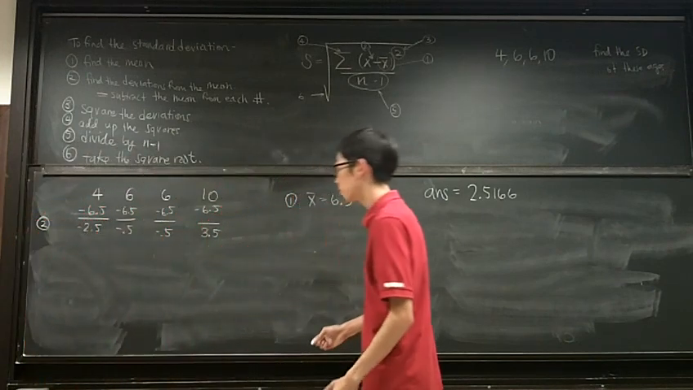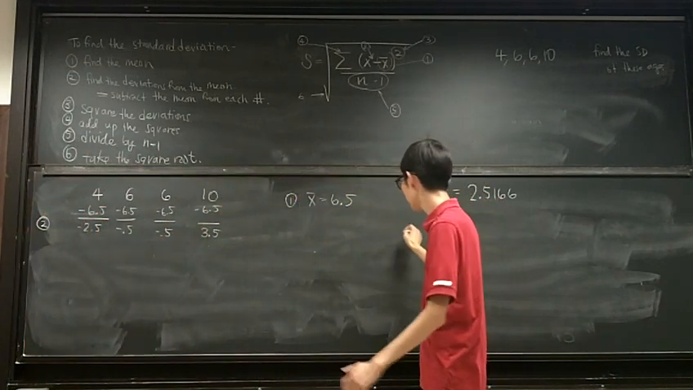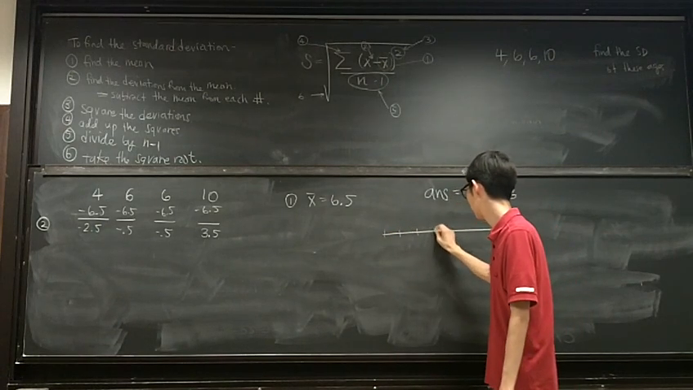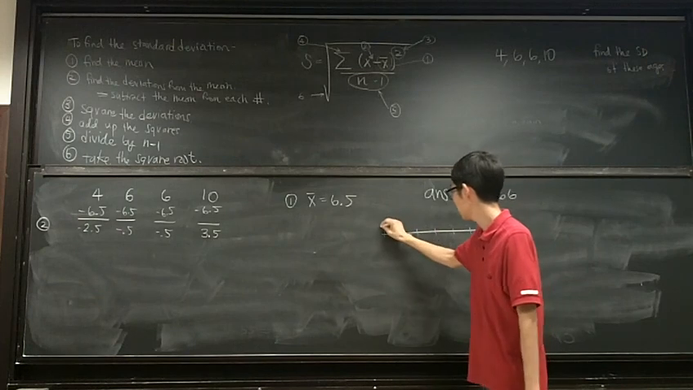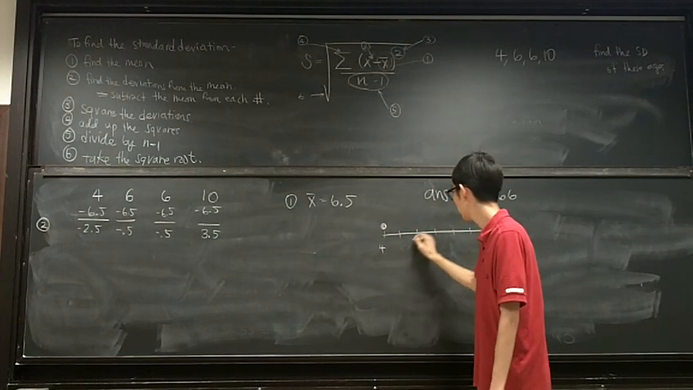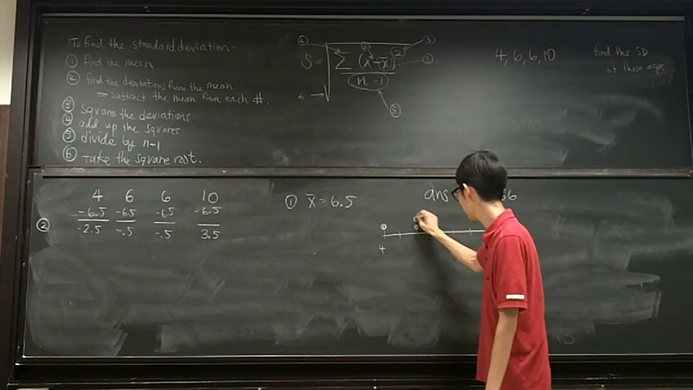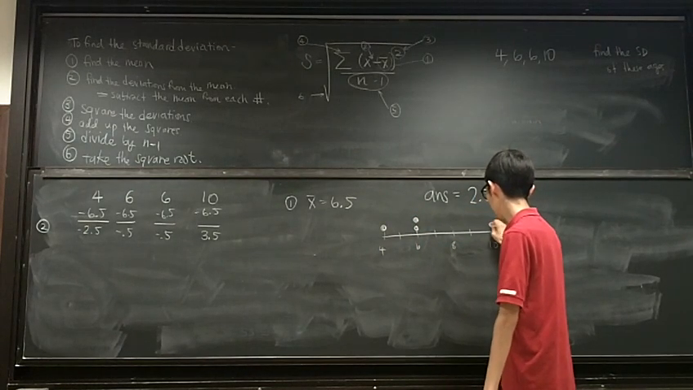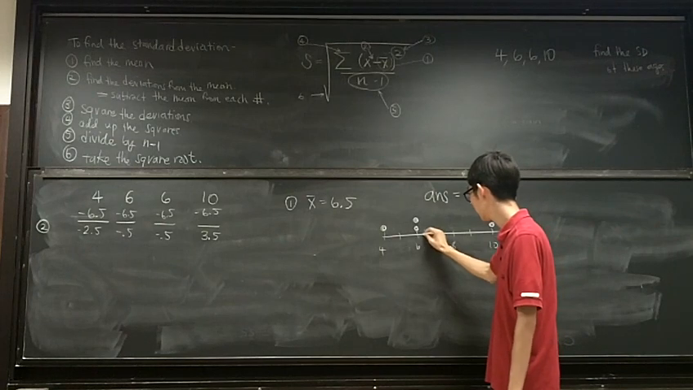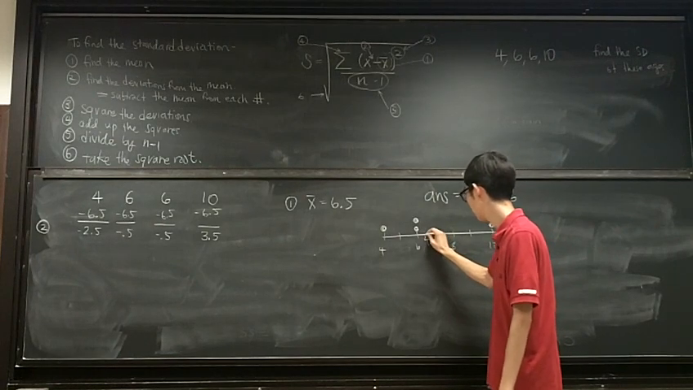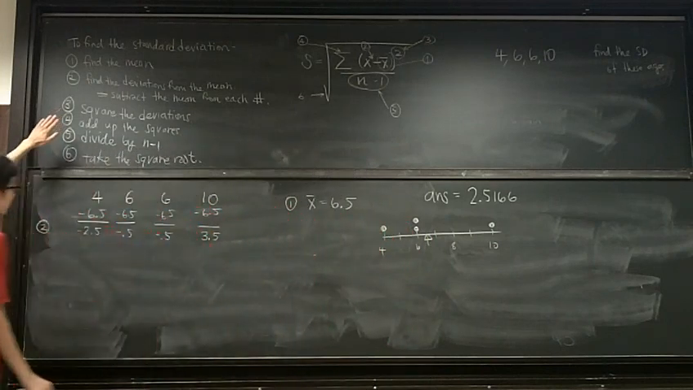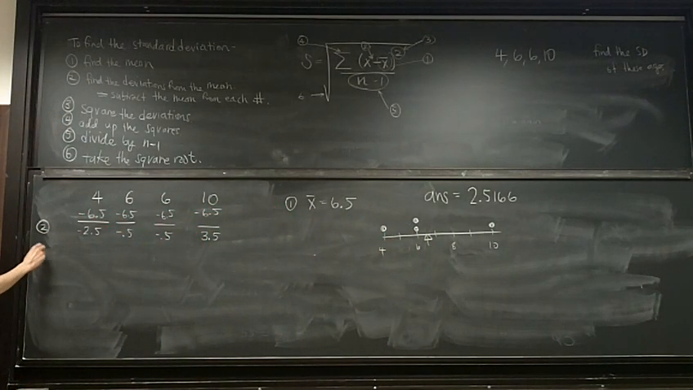Now, if we were to make a dot plot, it'll look like this: 4, 6, 6, and 10, and my mean is right here. We don't have to worry about that. This is step 2. What is step 3? Square each of these things.